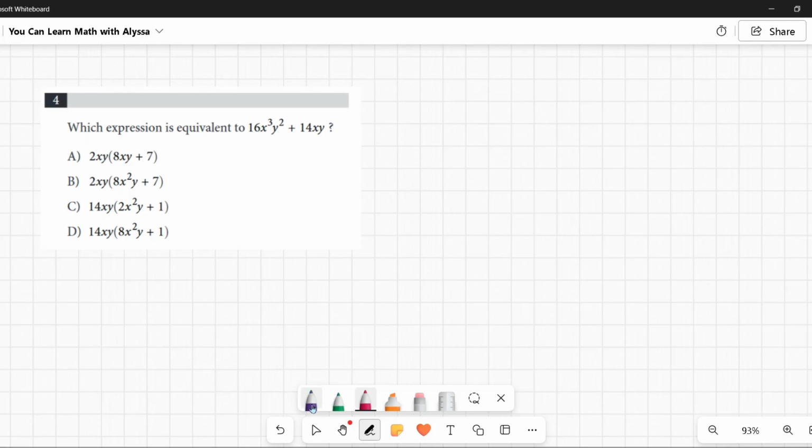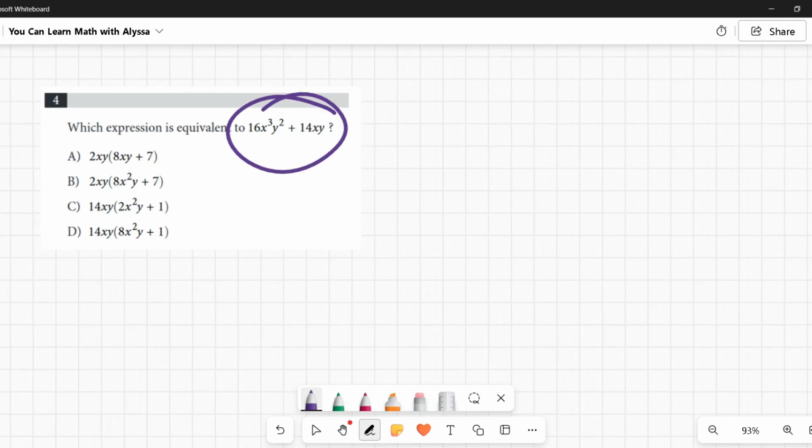Number 4. Which expression is equivalent to 16x cubed y squared plus 14xy? And then we have all of these options down here. Now, if you are very comfortable with factoring and pulling out a greatest common factor, you might jump straight to looking at the greatest common factor for that. And that's the first way I'm going to show you.